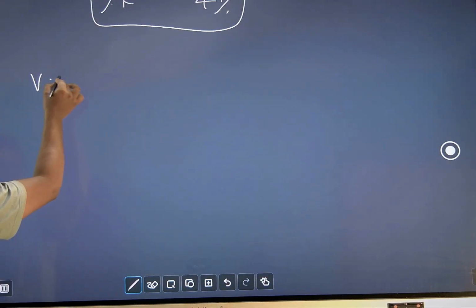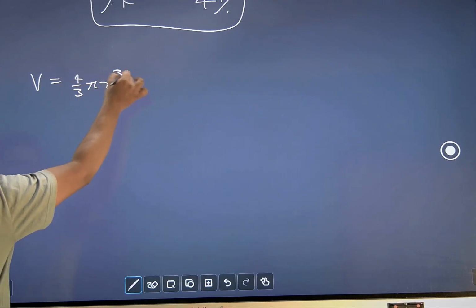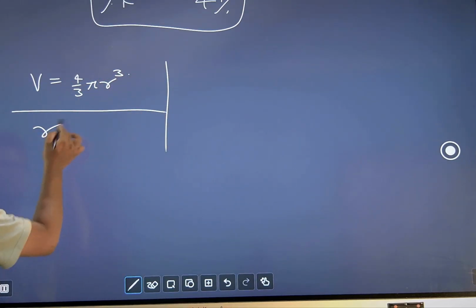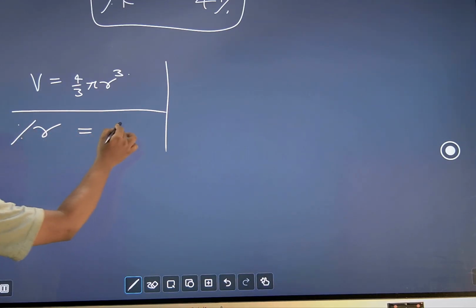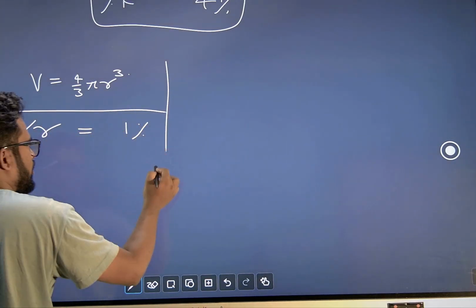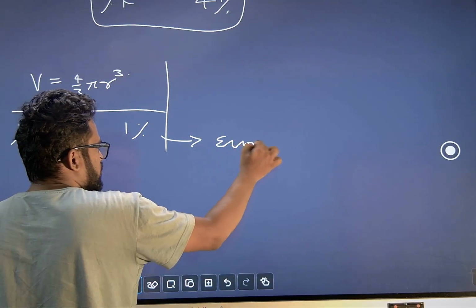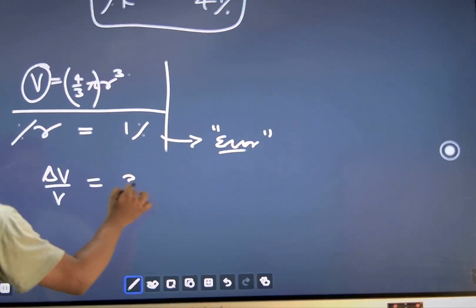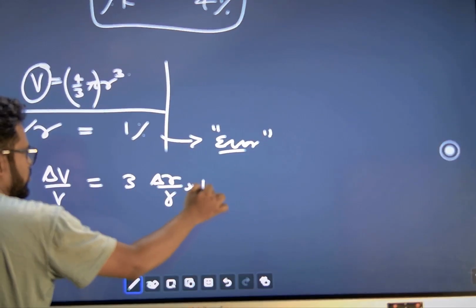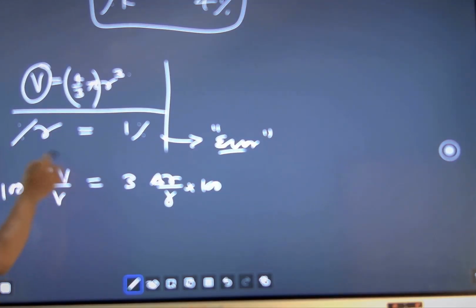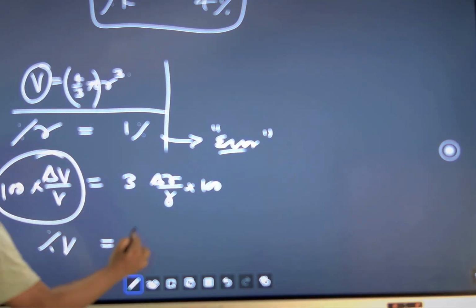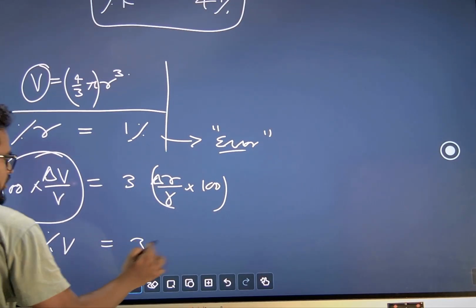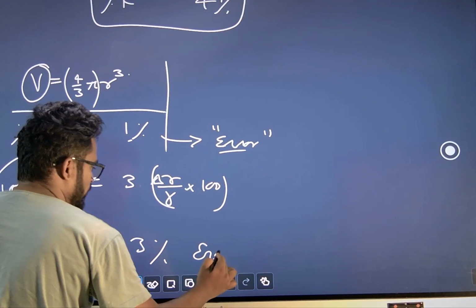Suppose a volume. So volume is given as 4 by 3 pi r cube. Okay. So the question is that the percentage error in radius is 1%. So the error in radius is how much? 1%. So what is the error in volume? So again the error relation: delta V by V equals, 4 by 3 pi is a constant so leave it, 3 into delta R by R into 100. So this is percentage in what? Volume. 3 times the percentage in radius, that is 1. So the answer is how much? 3% error in volume.